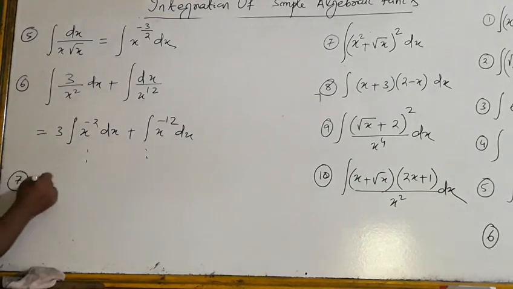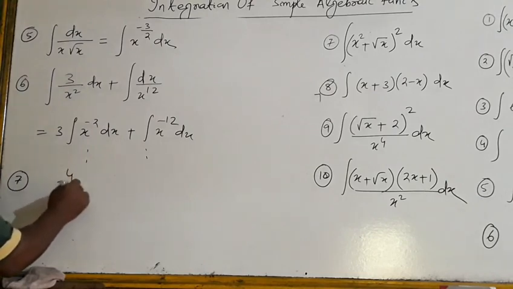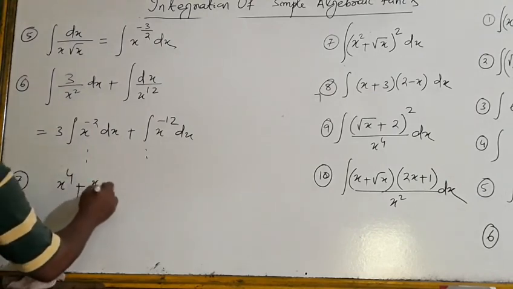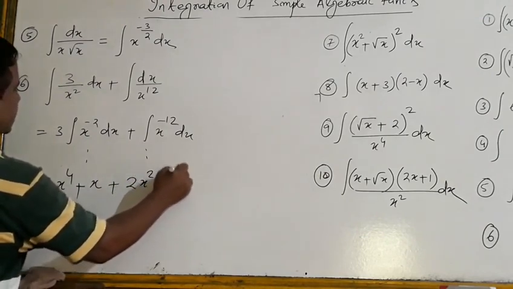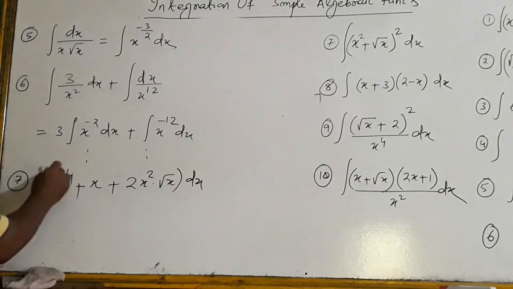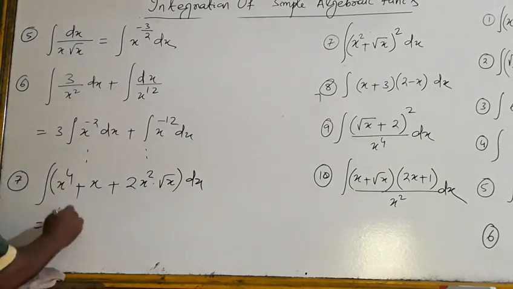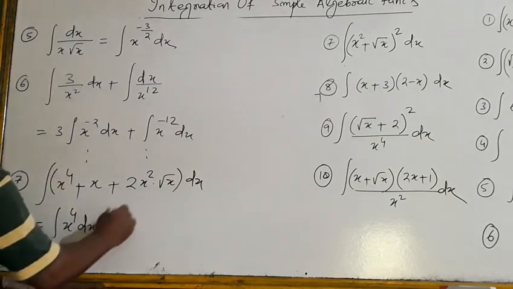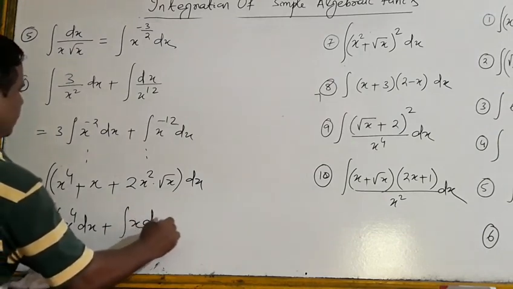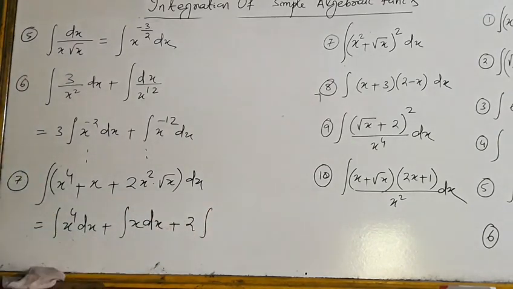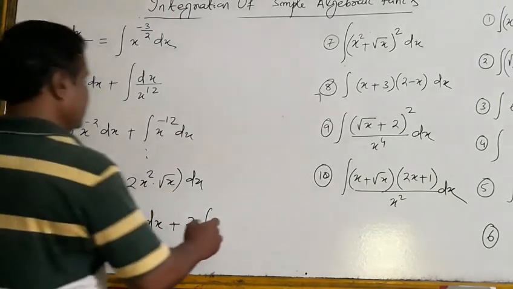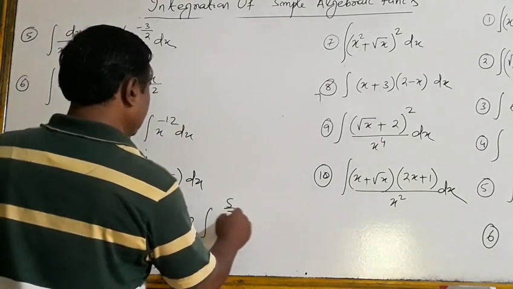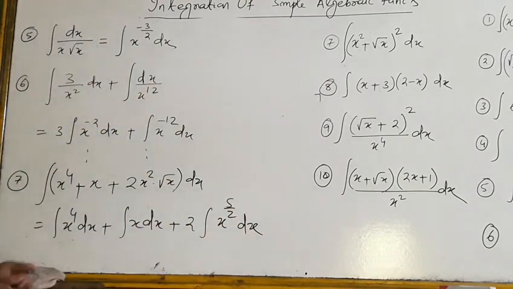In number 7, what you will do? Look at that. Take the whole square. It becomes x⁴ plus a² plus b² plus 2 into x² into root x dx. It is the integration of x⁴ dx, the integration of x dx, plus 2 will go outside. It is x² root x, means x² into x to the power half. It is x to the power 5 by 2 dx. Then you will integrate. Okay.